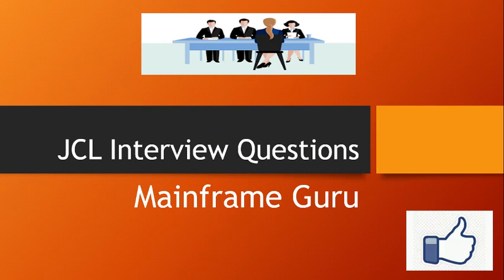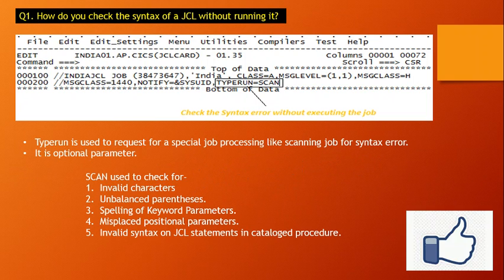Today we are going to discuss JCL interview questions. First question is, how do you check the syntax of a JCL without running it? There are two commands to check this. One is the JJ command and the second is ED.